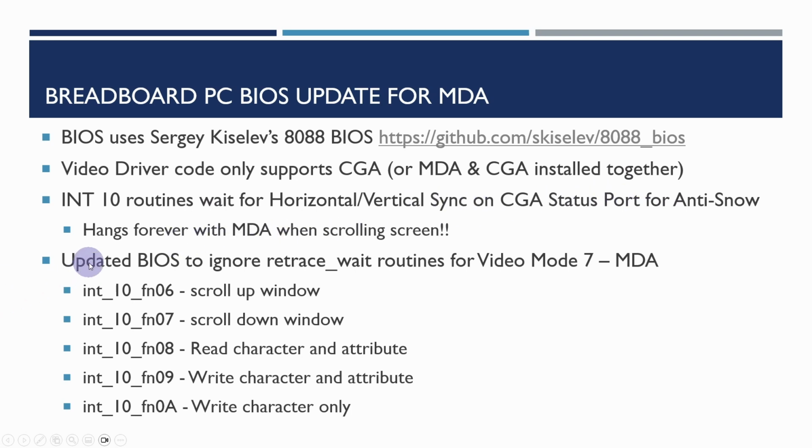So what I needed to do is to go through and update the BIOS to ignore the retrace wait routines when running in video mode 7, so that's the monochrome display adapter, and these were the routines that needed modification. And in fact what was happening is as part of the scroll up or scroll down, it was also reading character attributes and writing character attributes, and so all of these things had these retrace wait routines, and this would cause the whole PC just to lock up because there was never ever going to be any signals coming back from those ports because it doesn't have that port.